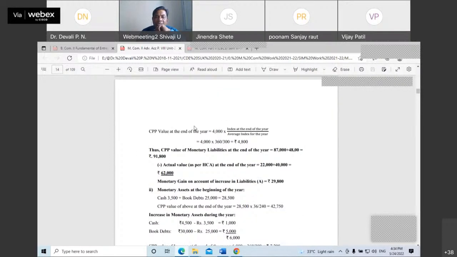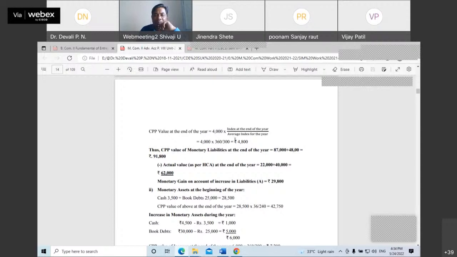Now we can calculate here the CPP value at the end. So 4,000 is the increased value in total liabilities, into again index at the end of the year and average index for the year. We have to replace here the formula: index at the end of the year upon average index for the year. It means 4,000 into 360 upon 300. This is the average index. Now make the calculation and you will get the value, that is rupees 4,800.